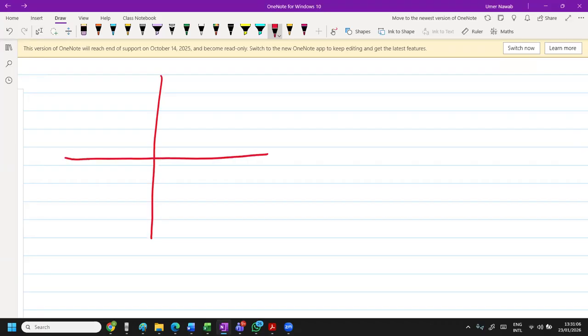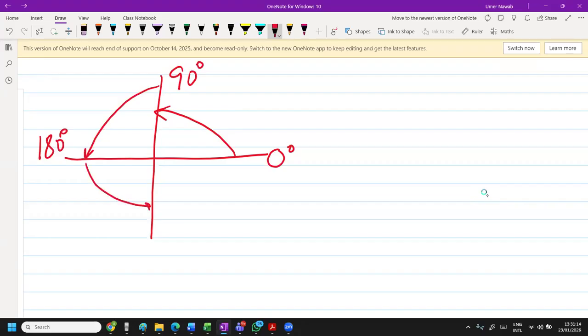In the quadrant diagram, you start moving from 0 degrees to 90 degrees, and then from 90 degrees to 180, and then from 180 you move to 270, and from 270 you move to 360. So within one rotation, you pass over four quadrants.